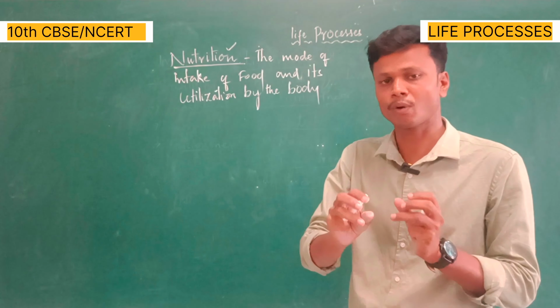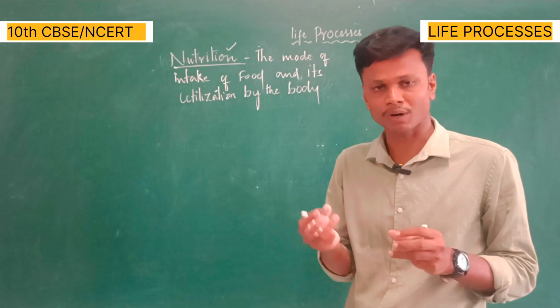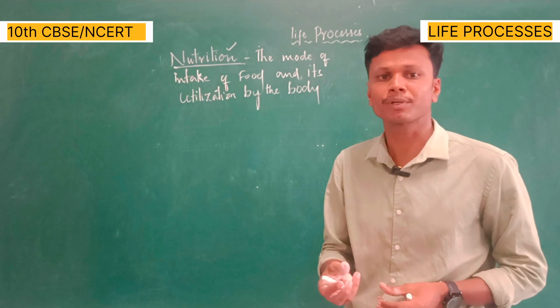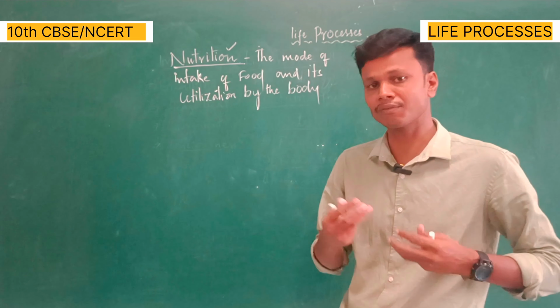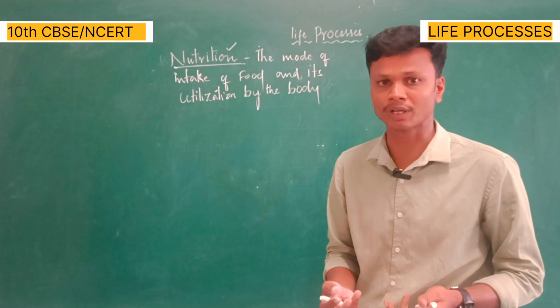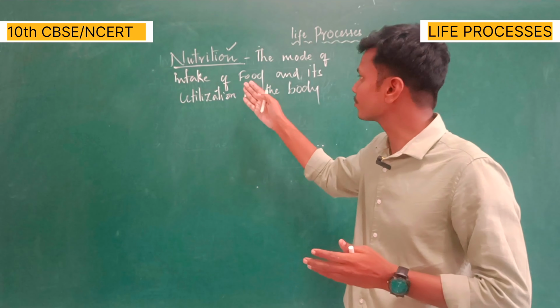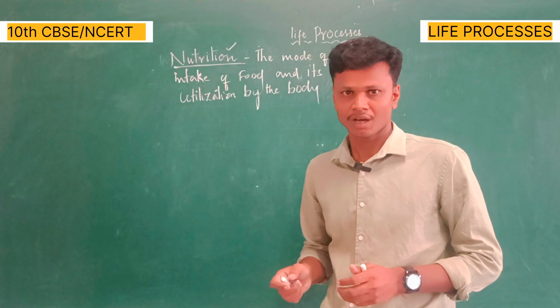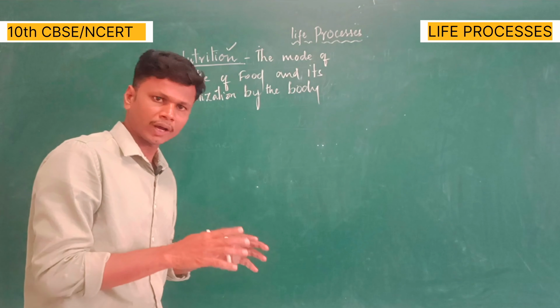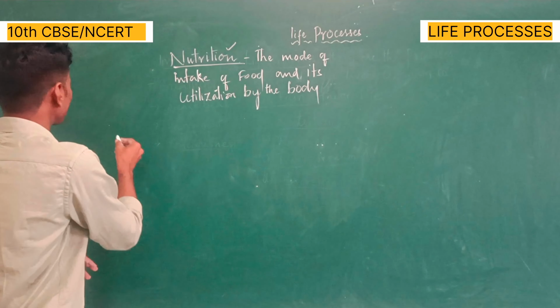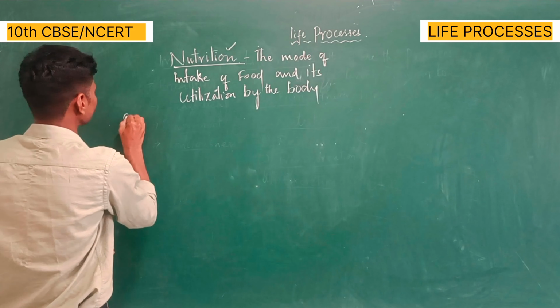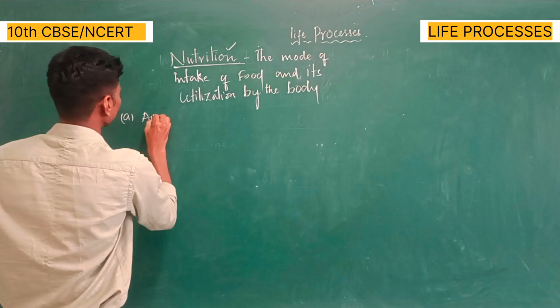If you see how you are going to take the food material and how it will be utilized, what happens to your food, what are all the actions that happen to your food material, where it goes, how it will be utilized, all these things come under nutrition. Under this, we have different kinds of nutrition. The first one is autotrophic nutrition.